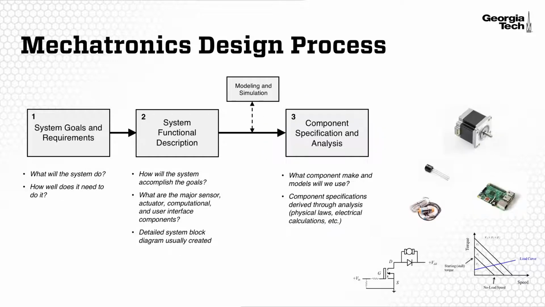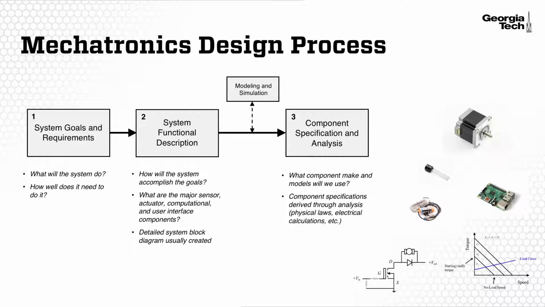Step 3 is component specification and analysis. Here we want to pick out the actual components, the make and model of the components we want to use, whether that's a certain make and model of a motor, a certain embedded computer, microcontroller, certain sensors, or electronics components. We want to make sure that as we're picking components out, we pick out components with the appropriate specifications.